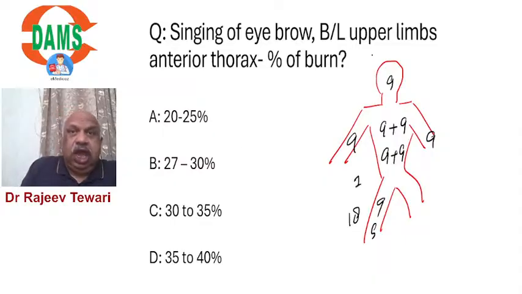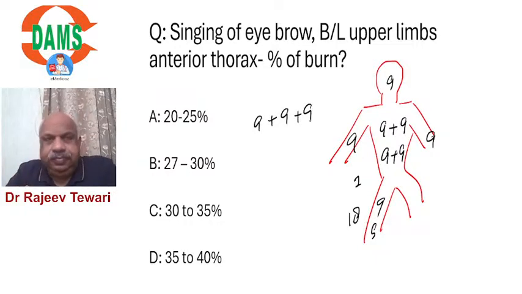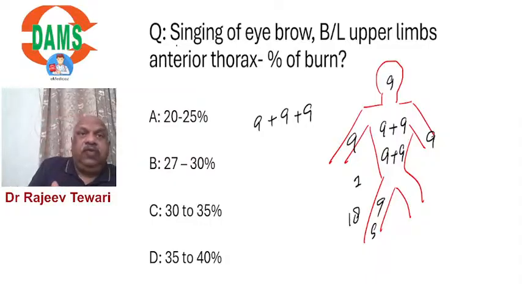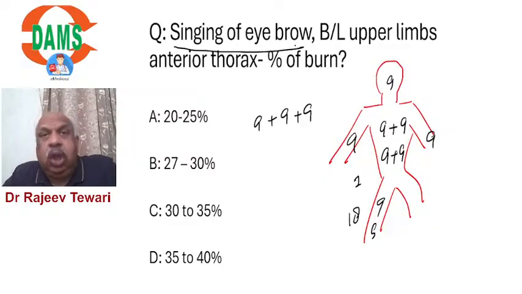So, they are saying upper limb complete 9, bilateral 9, anterior thorax 9, that is 27. Now comes the face. They are not saying head and neck, so I cannot take complete 9. They are not even saying face. What they are saying is singeing of eyebrow. Singeing of eyebrow is just grade 1.